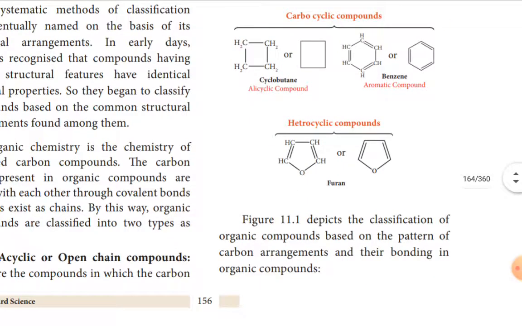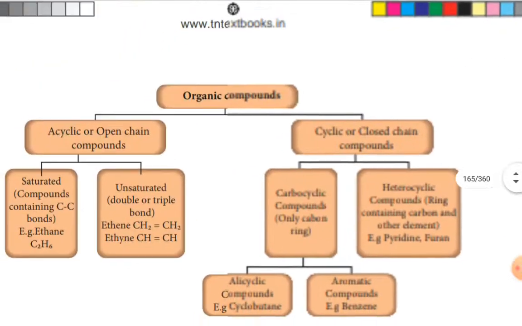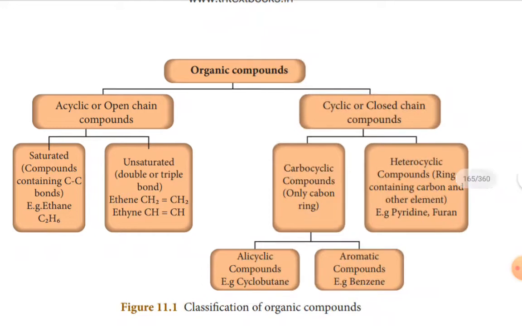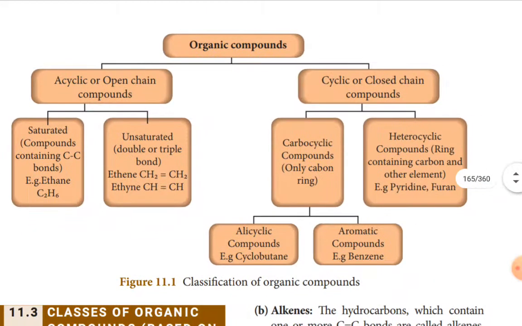Then the heterocyclic: see furan, pyridine, aniline. In the heterocyclic, these compounds possess atoms other than carbon, with oxygen, nitrogen, sulfur. Then when you check the classification of organic compounds in the graphical representation, you can easily understand it.